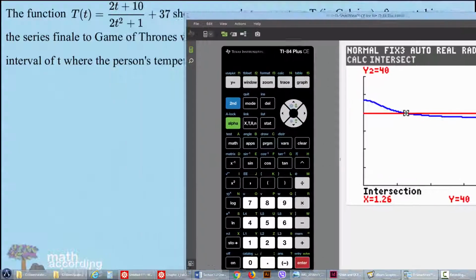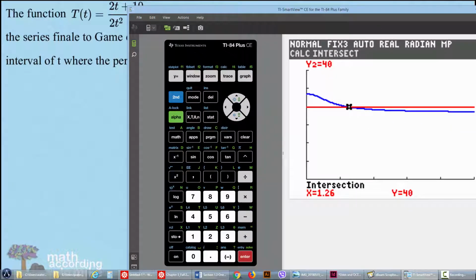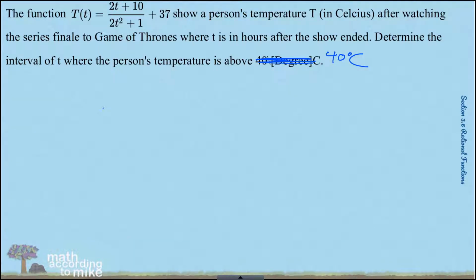That's okay. So notice we can go as far left as 0, because that's where time starts, and as far right as 1.26. So as long as time is between 0 and 1.26, actually I should make these strict, then the person's body temperature is above 40 degrees Celsius.